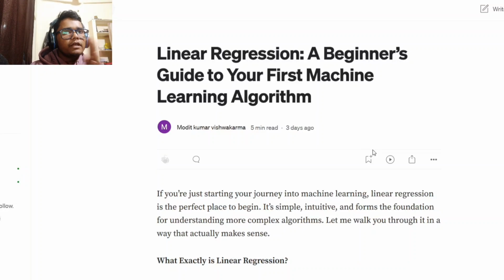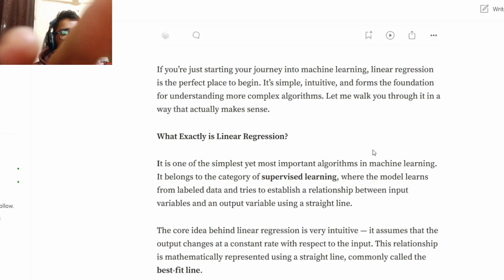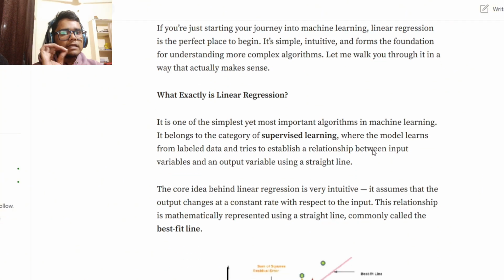Today we are going to study linear regression. If you are just starting your journey into machine learning, linear regression is the perfect place to begin. It's simple, intuitive, and forms the foundation for understanding more complex algorithms. Let me walk you through it in a way that actually makes sense.